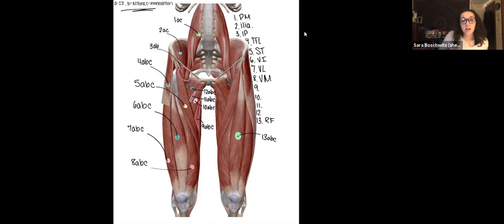Right? So the vastus lateralis, medialis, intermedius, and rectus femoris are the 4 muscles that make up your quadriceps. And they are all going to extend the knee. And the rectus femoris, since it crosses over the hip joint, is also going to help with hip flexion. And they're all innervated by the femoral nerve.